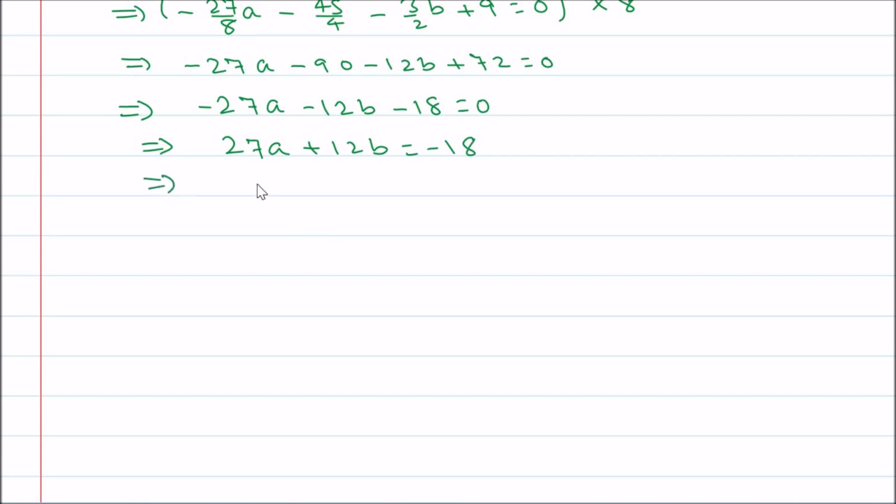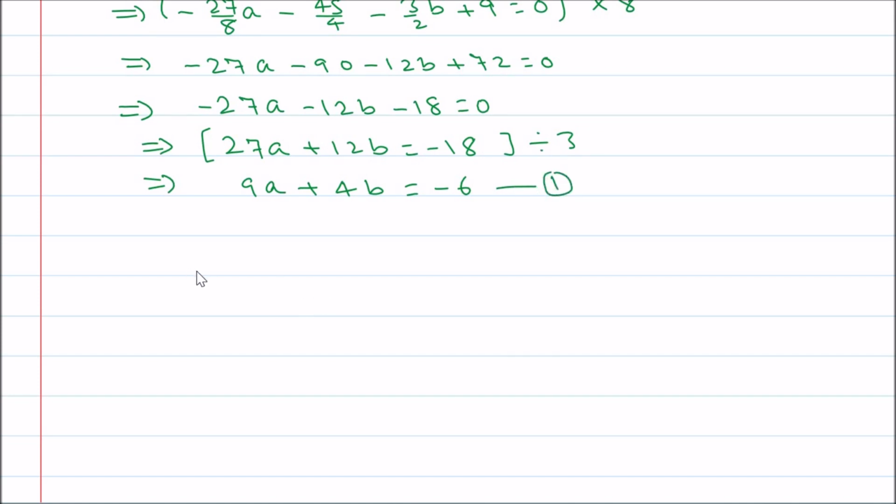And we can divide all the terms by 3. So 9a plus 4b is equal to minus 6. What is done here? Divided by 3. 9a plus 4b equal to minus 6. This is the first equation.